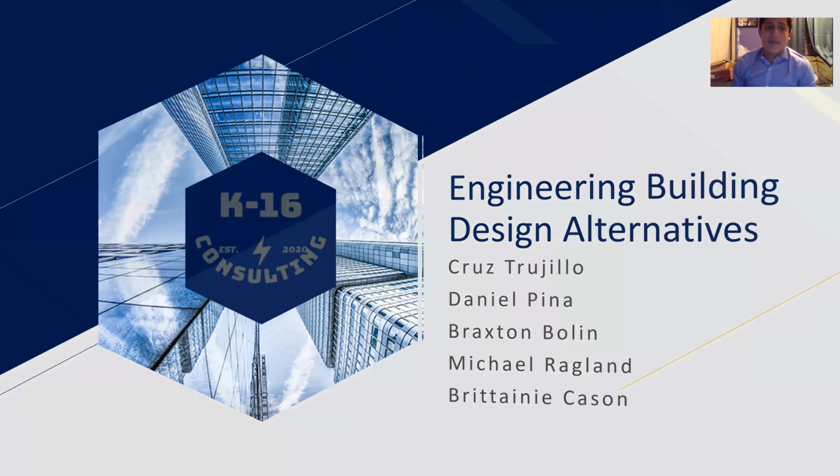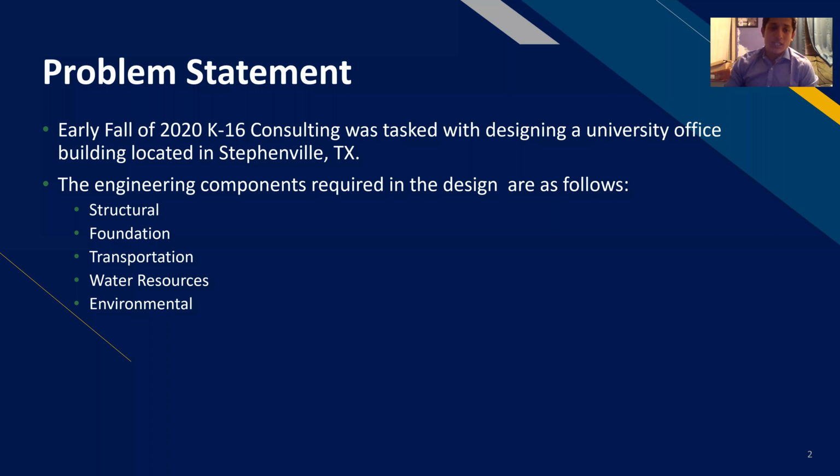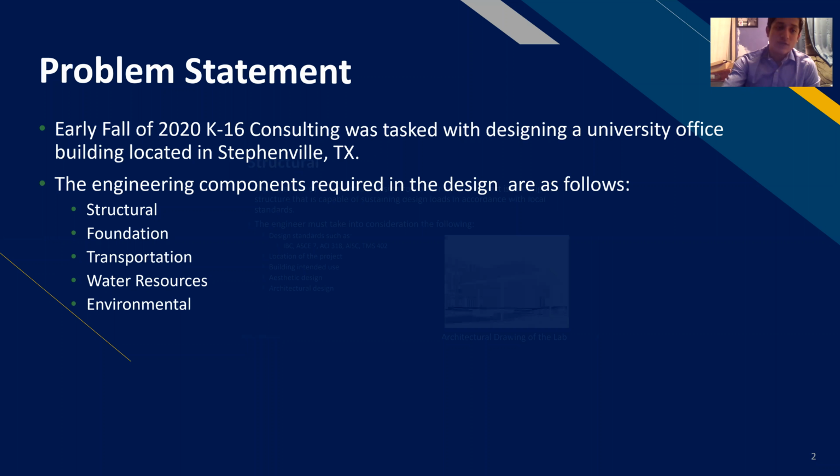And today we will be presenting our design alternatives presentation for the engineering building that was proposed to us by Tarleton State University, located in Stephenville, where we were tasked to design a university office that had different components of the building phase, such as structural, foundation, transportation, water resources, and environmental.